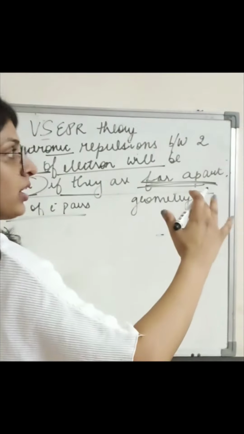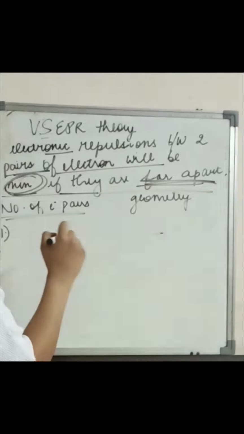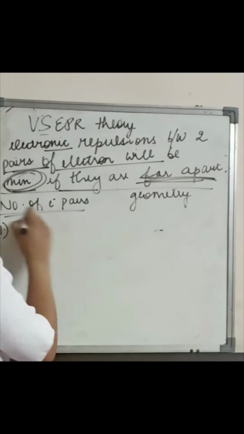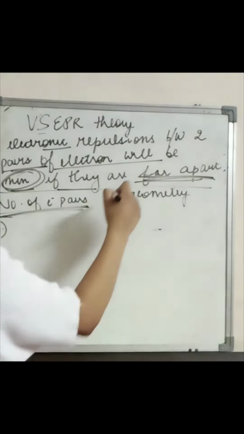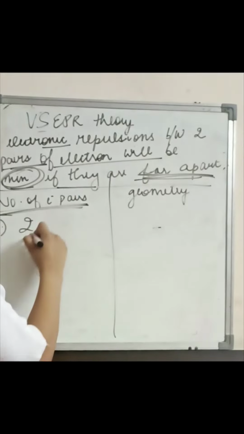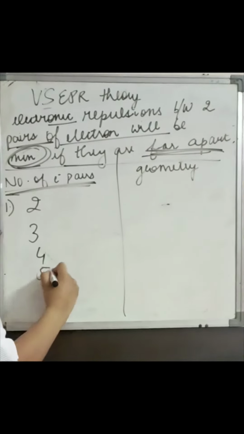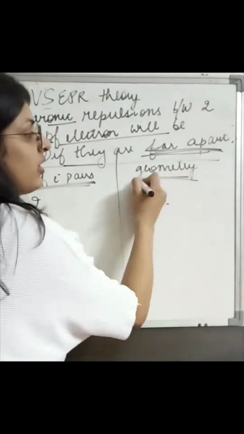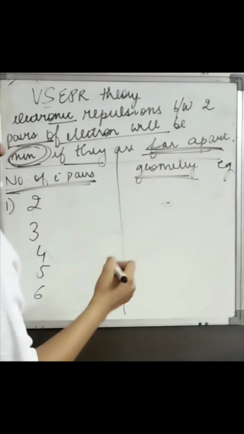If they will be very far apart, so there will be minimum repulsion. Now we see that when there are a number of electron pairs, we will discuss the number of electron pairs 2, 3, 4, 5, 6 and so on, and the geometry along with their examples.